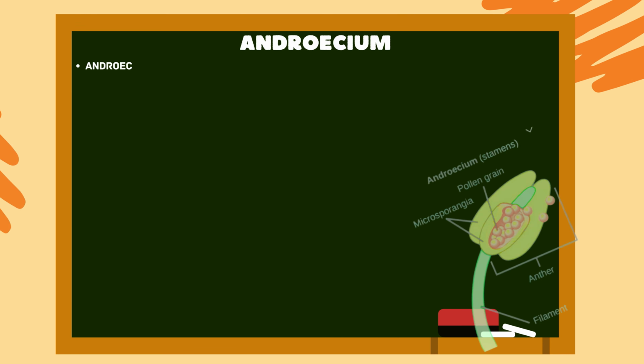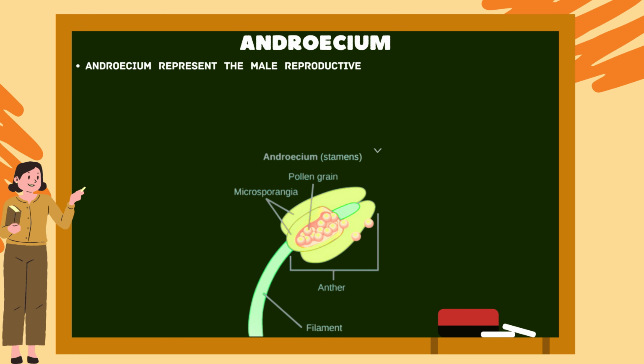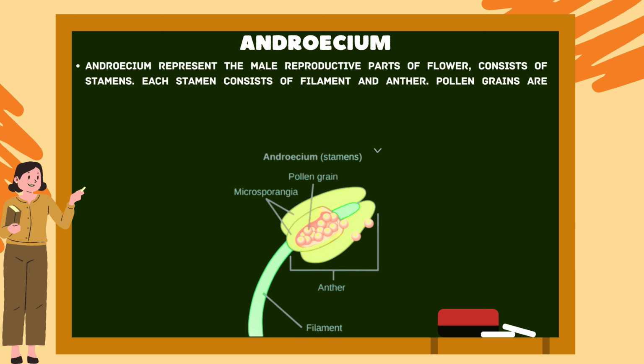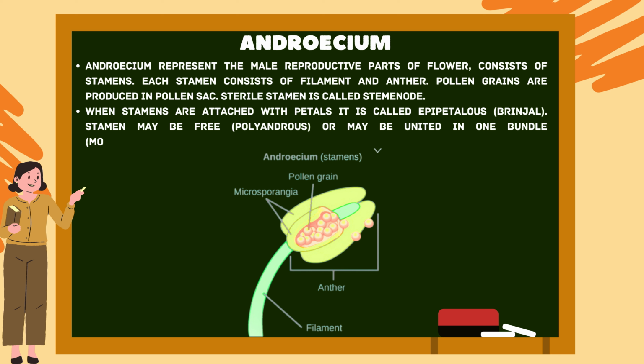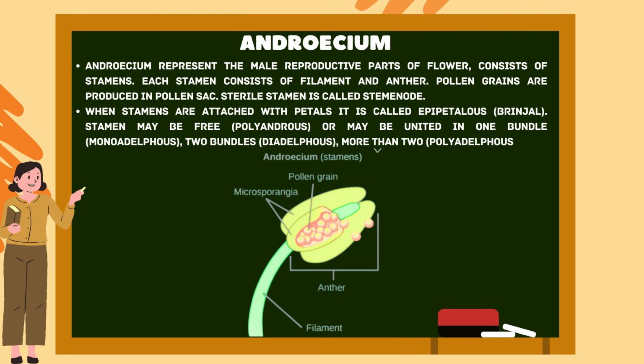Next topic is androecium. Androecium represents the male reproductive part of the flower. It consists of stamens. Each stamen consists of a filament and an anther. Pollen grains are produced in the pollen sac. A sterile stamen is called a staminode. When stamens are attached to petals, it is epipetalous. Stamens may be free or may be united in one bundle, in 2 bundles, or in more than 2 bundles.